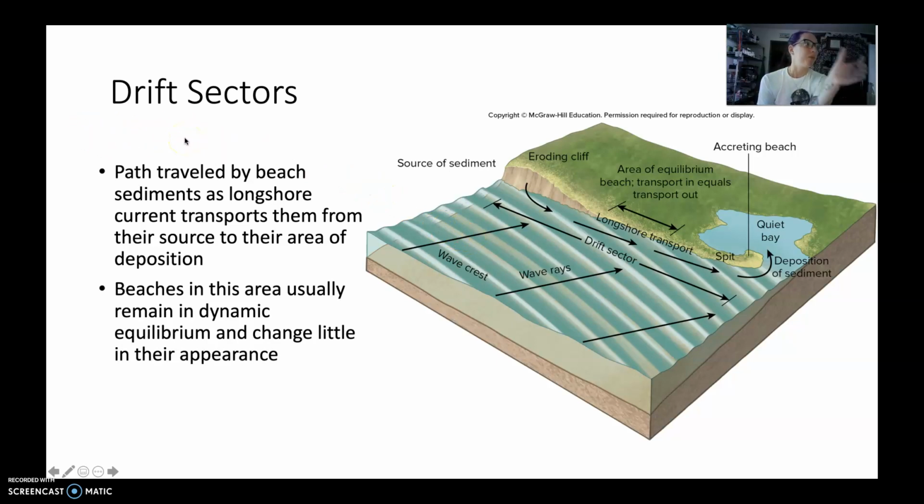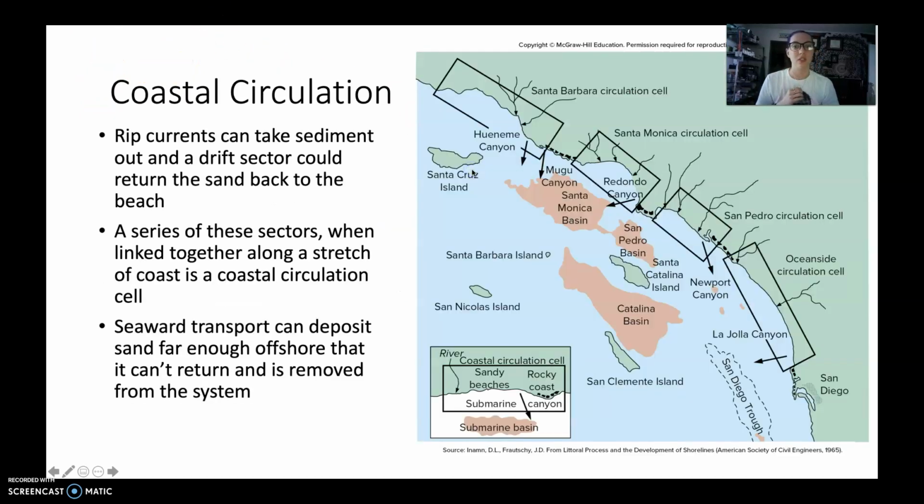So when we take drift sectors and put them into their own sectors, for lack of a better word, we can call these circulations. So these are coastal circulations. This is focusing down in Southern California. Parts of the SoCal coast have been divvied out into various circulation cells. That's basically where sand is taken out of a system and then can be returned back to the beach in its own little cell here.